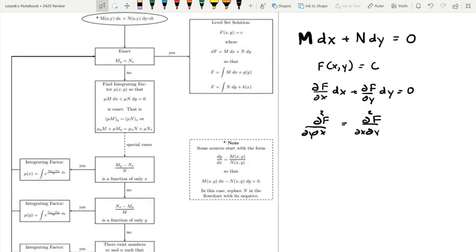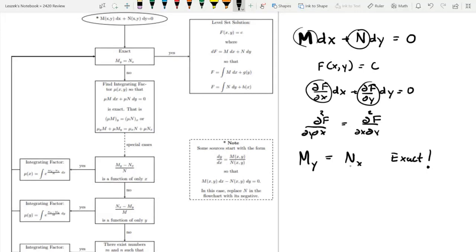So the idea is that when I took the derivative of this with respect to y, that would be the same thing as differentiating m with respect to y, and then differentiating n with respect to x, right? And if those are equal, we call that an exact differential equation, in which case we can try to recover this original f. And our solution will be in this form. We can call it a solution curve.